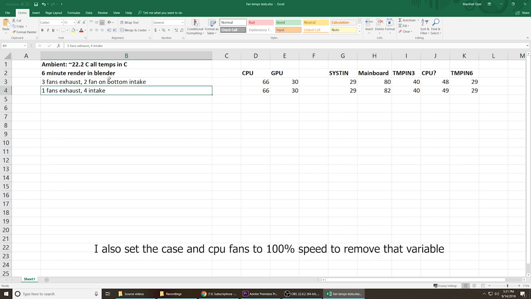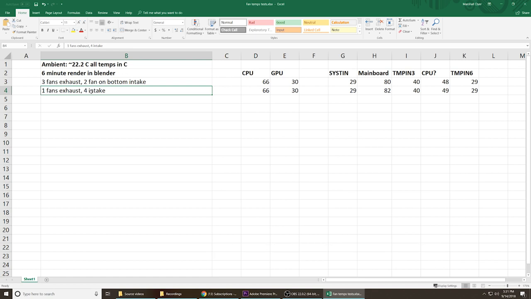And then I also tested flipping the front fans so that they are intake as well, so we have just the one exhaust in the back and then the two on the bottom and two in the front are intake.